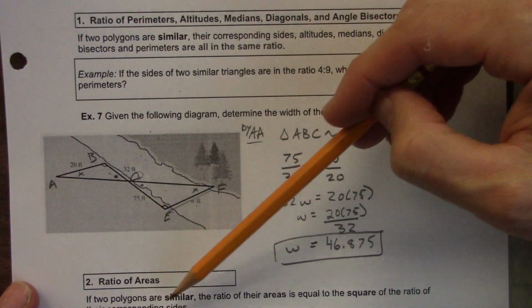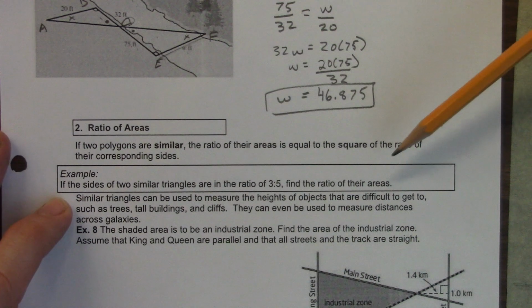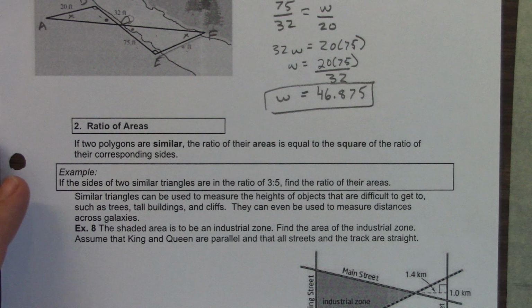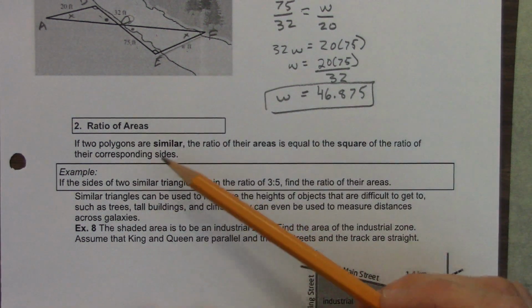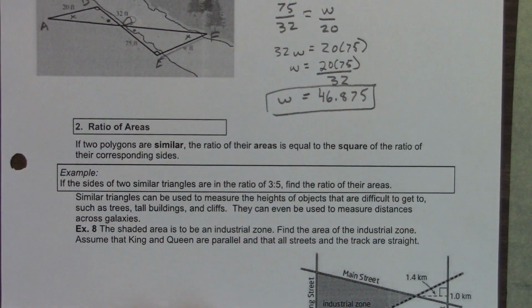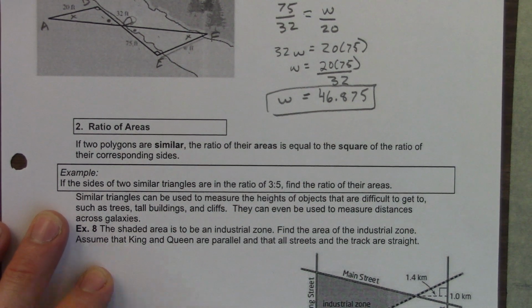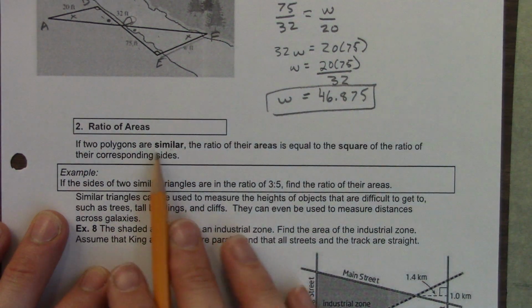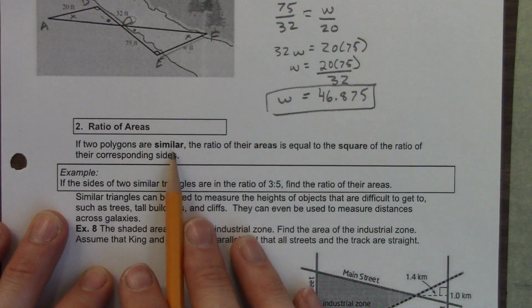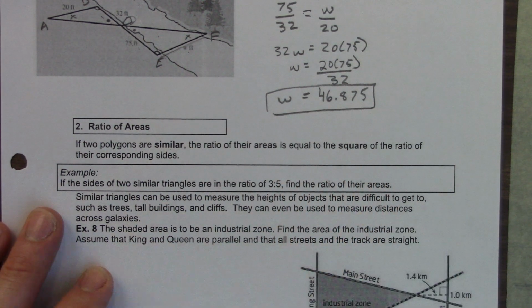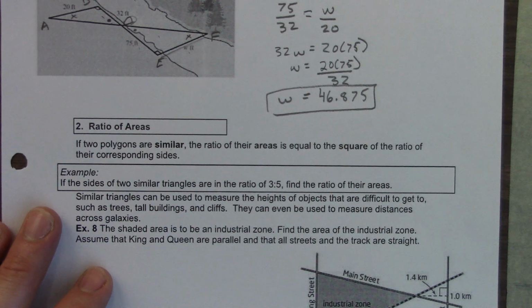Ratio of areas. If two polygons are similar, the ratio of their areas is equal to the square of the ratio of their corresponding sides. So this is the first time in this entire lesson that we're learning something new. We've just found out something new here, the ratio of the areas. If the two polygons are similar, and polygons here means not just triangles but quadrilaterals as well, the ratio of their areas is equal to the square of the ratio of their corresponding sides.